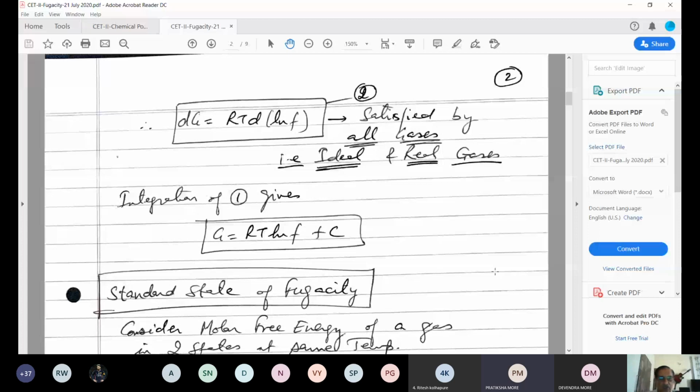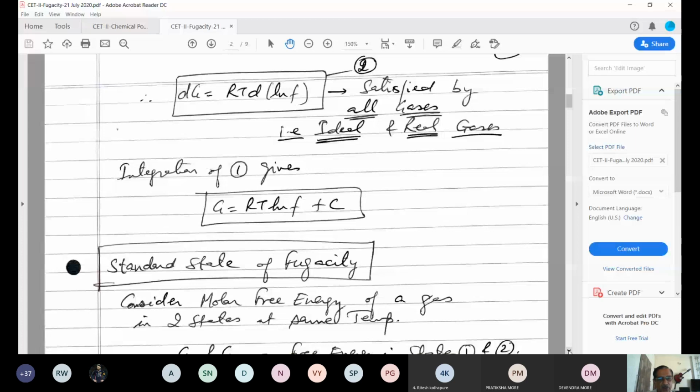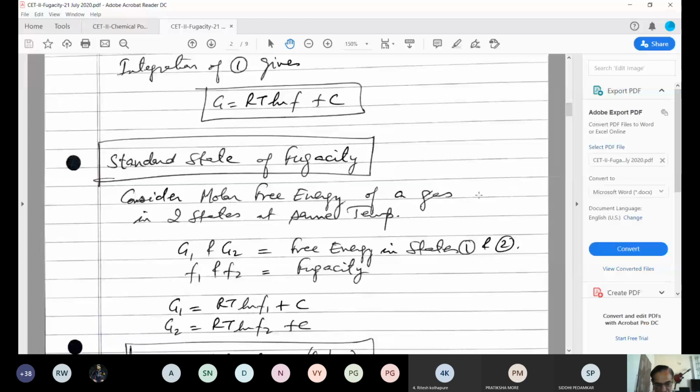No? Okay, so once we have this equation 2, we can integrate it, and we get G is equal to RT ln F plus some constant C. Okay, so I'll quickly cover this concept. I'll repeat it tomorrow. It's not like that, we will repeat this. So now we need to define a standard state of fugacity. What is standard state? Like temperature, right? Do you know the temperature scale? What is temperature scale? Don't you know the temperature scale?